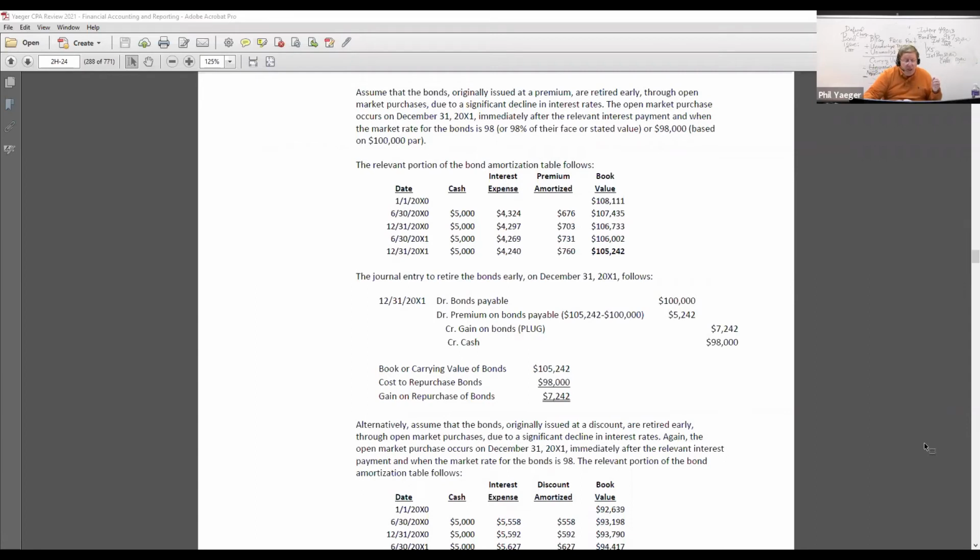And that information is given. If you look at the amortization schedule, you see that the face amount of the bonds is 100,000. At December 31st, 20X1, they're going to call back the bonds. Now, the bonds have a carrying value of 105,542. So the face amount of the bonds is how much?